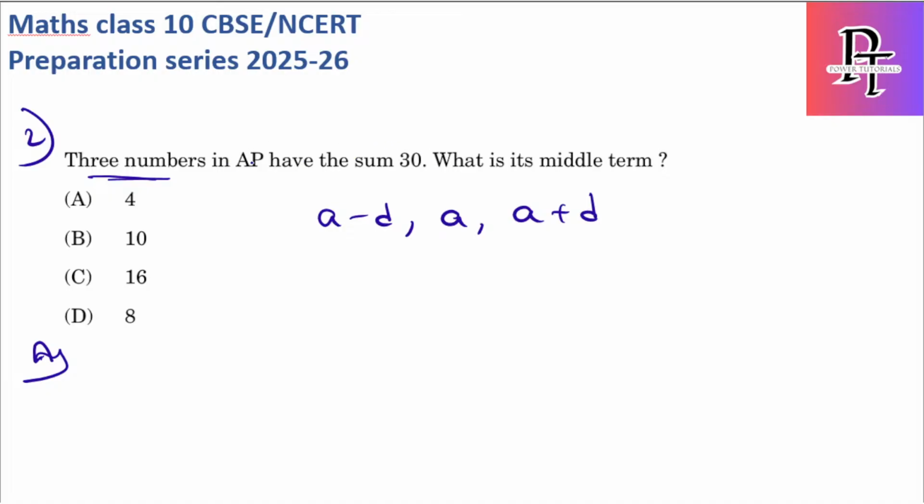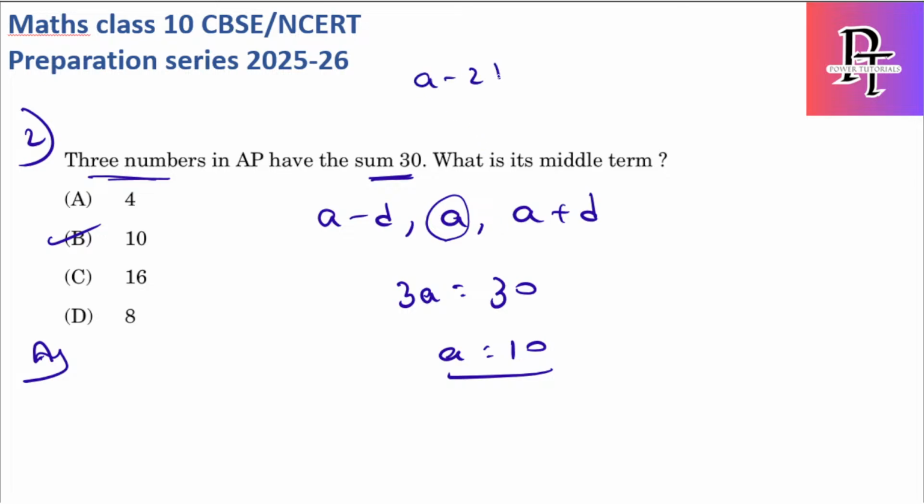Okay, and what is the question? The sum is 30. So just add all 3. You will get 3a, because the d and minus d will get cancelled out. 3a is equal to 30, so the a value is nothing but 10. They are asking for the middle term, which is nothing but the a value, which is 10. Always remember, for 3 terms use a minus d, a, a plus d. For 4 terms, if they are asked in the question, then you have to use a minus 3d, a minus d, a plus d, a plus 3d. For 3 terms this is the best one, and for 4 terms this is the best one. Okay, so now you can see within 3 steps you got the answer within a short time.